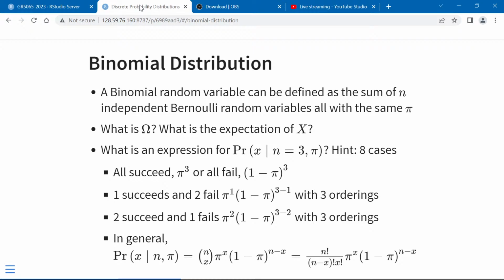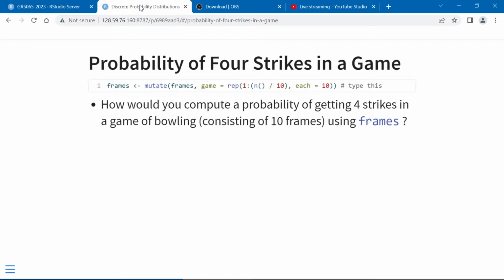So this technically has 2 parameters in its distribution. N is usually known, but pi is often taken to be unknown and estimated, even though we're not really going to do that right now. But we can use this to calculate the probability of getting 4 strikes in a game of bowling.